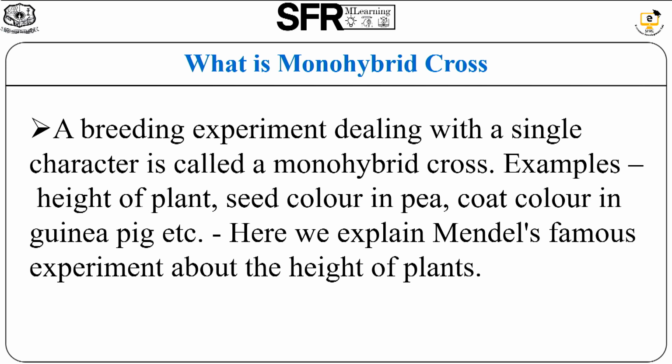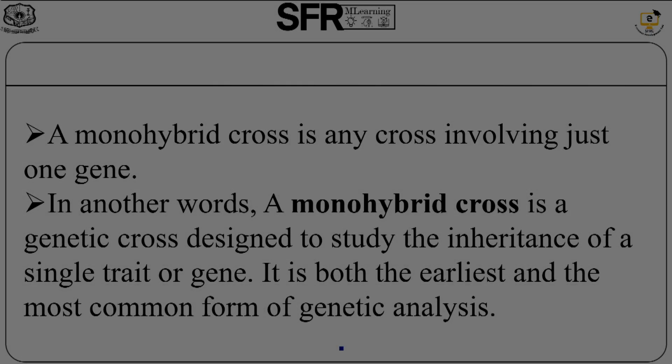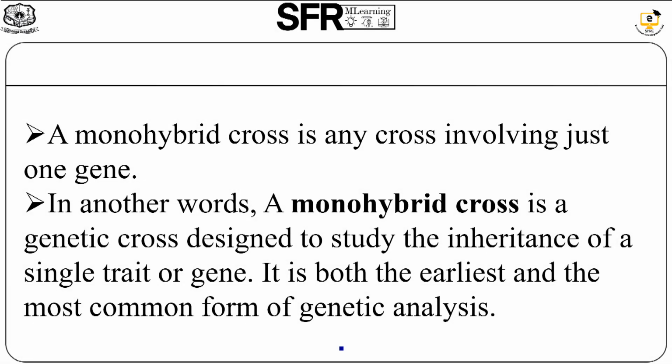Here we explain Mendel's famous experiments about the height of the plants. In this experiment we discuss many things about genes. Most genes act as allelic characters. Allele means a change in a particular character present in a plant. That is known as alleles. In other words, a monohybrid cross is a genetic cross designed to study the inheritance of a single trait or gene. It is both the earliest and the most common form of genetic analysis.